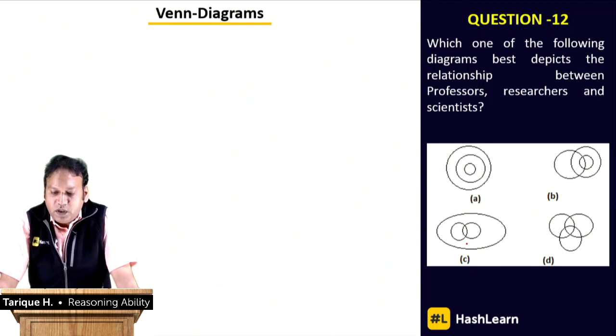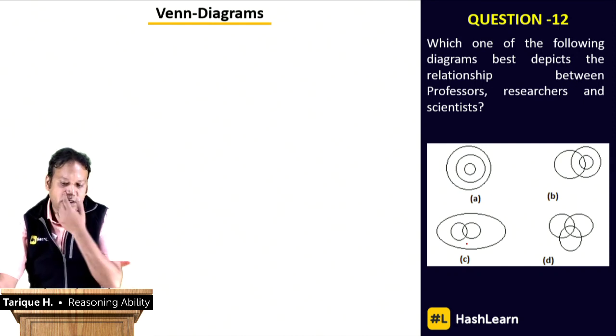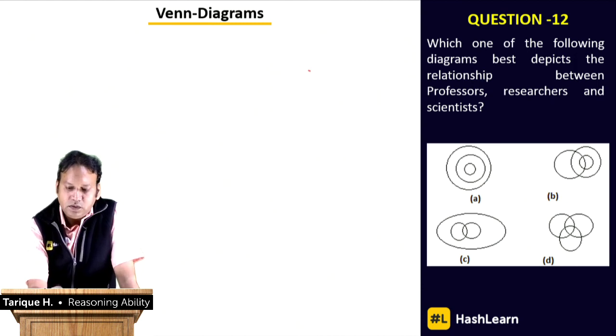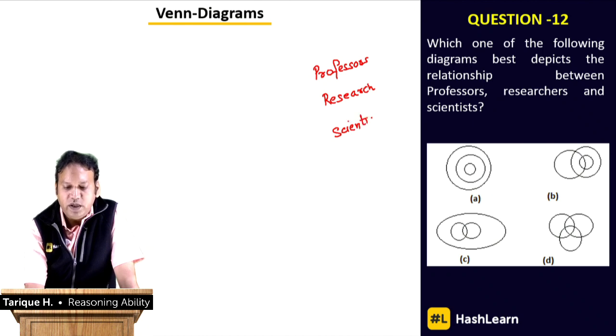Question number 12. Which of the following diagrams best depicts the relationship between professors, researchers, and scientists? So professors who teach in colleges, and researchers who research on a particular subject, and then we have scientists. How are we going to link all of these things together?